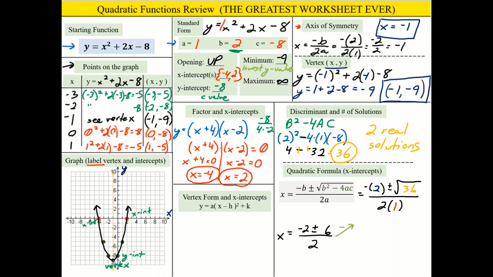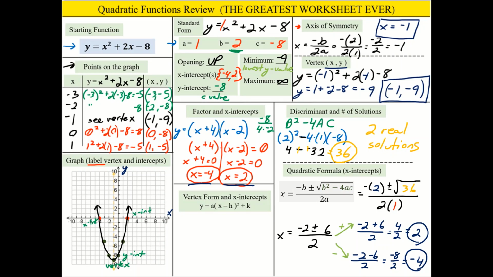And now we branch off. We have the plus side and we have the minus side. So for the plus side, it's -2 plus 6 divided by 2, which is 4 divided by 2, which is 2. Okay, again, same as before. And the minus side, -2 minus 6 divided by 2, negative 8 divided by 2 is negative 4. Okay, that's good, which is what we also had earlier, and it's on our graph.